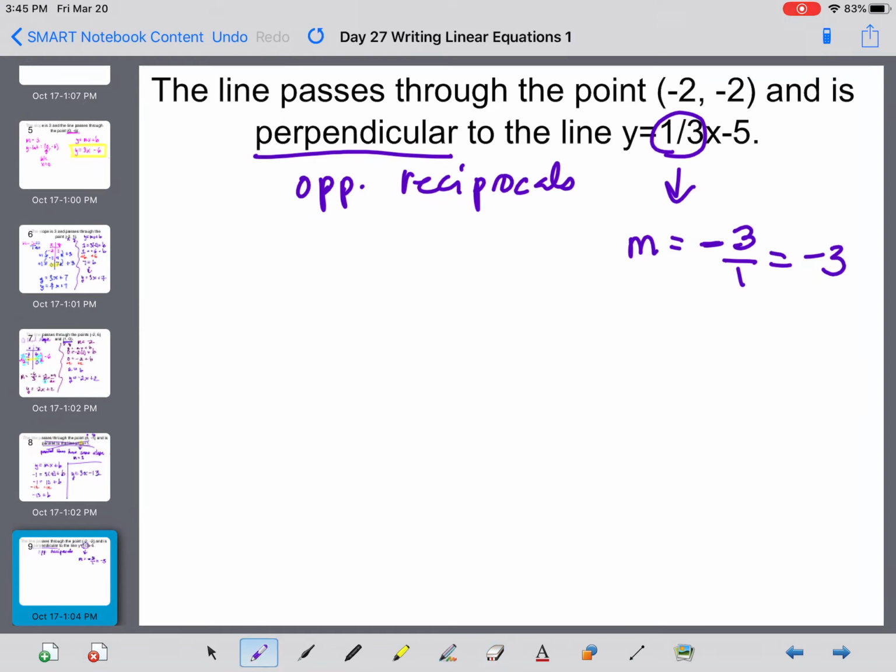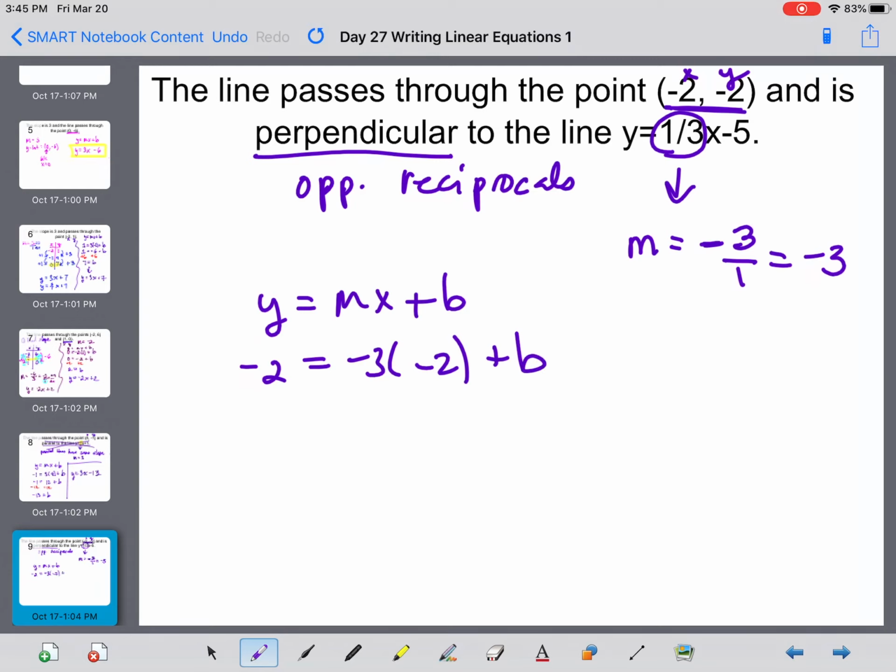So we have a slope and we have a point. So let's go ahead and plug in our x and our y, and we're going to figure out what our equation is. So I'm going to write the equation, y equals mx plus b. And I really like it when the points end up being the same thing, because then I don't have to worry about messing up where my x and my y is. So -2 is my y coordinate, my slope is -3, my x is -2, and I'm solving for b. So let's go ahead and clean up what we can. So that's going to be 6 plus b.